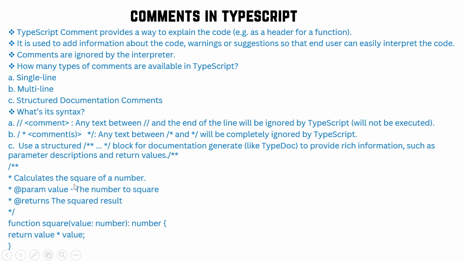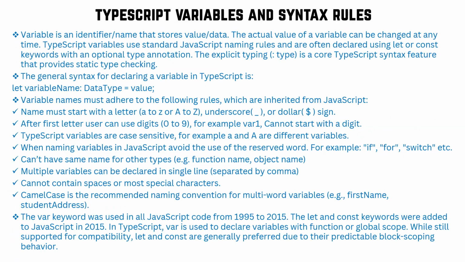What is this all about? Calculate the square of a number. What parameter value can you pass? The number to square. What will it return? You can keep this kind of information so that any layperson who is new to programming, new to your project, or new to your framework can easily understand what it is all about. Then you can write your code for the function, constructor, or any other stuff. So these are the three types of comments we can use in TypeScript.